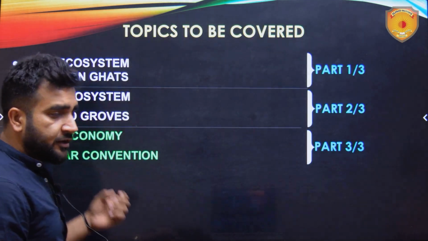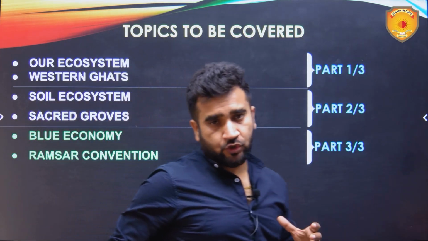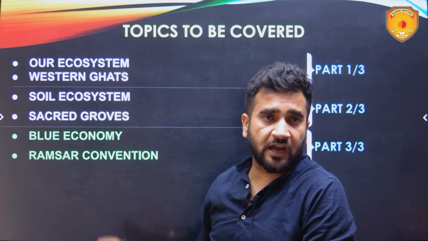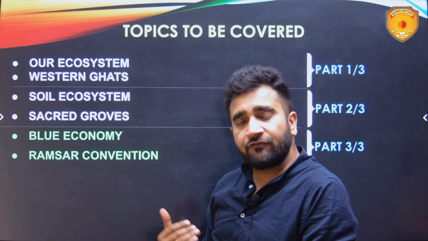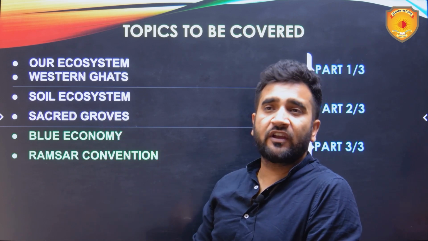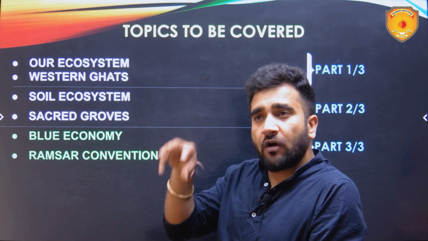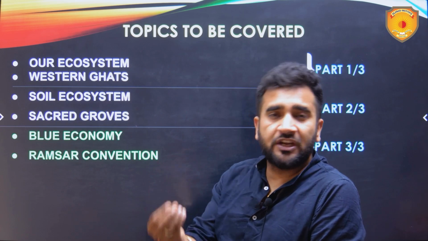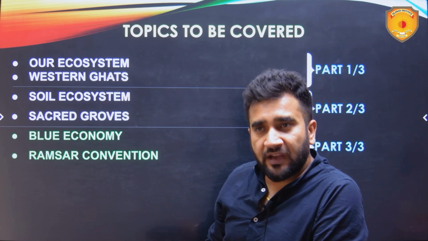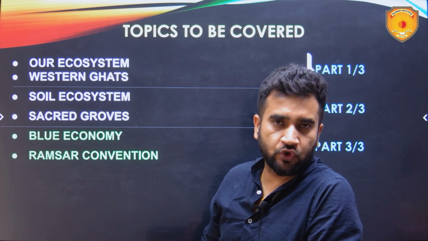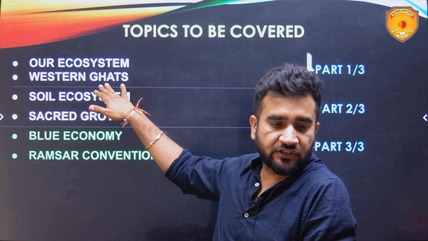Now, we've covered the four topics in the first two parts. First, our ecosystem and Western Ghats, where we saw different landforms in the country. And in the second part, we talked specifically about the nature of the ecosystems in the Western Ghats, the degree of fragility over there, and the threats and challenges. Lastly, how we can overcome those challenges in this Western Ghats part.